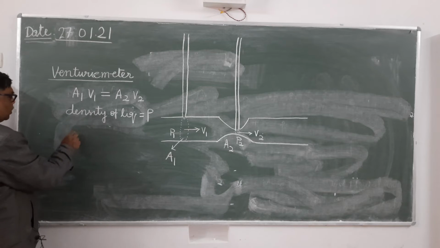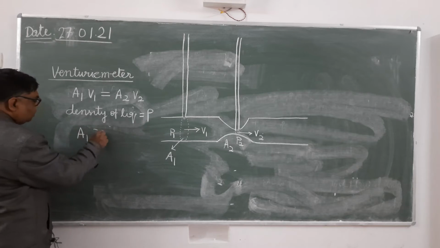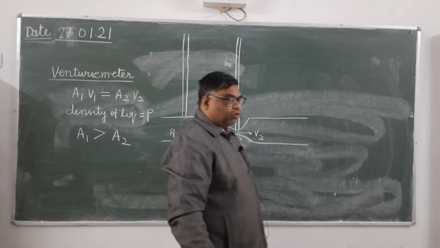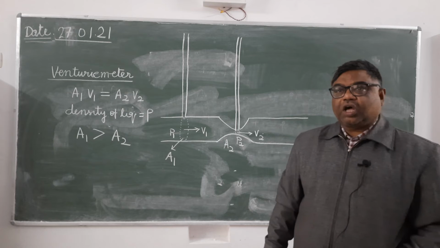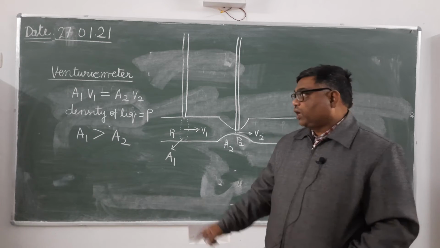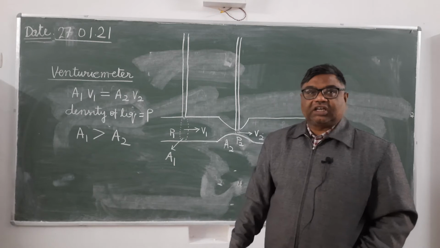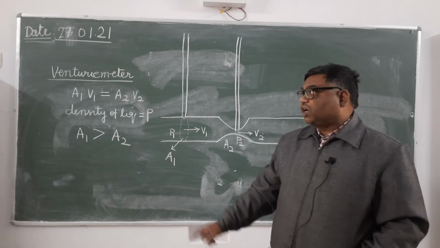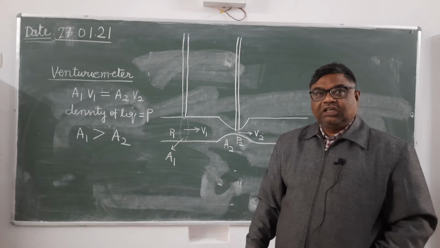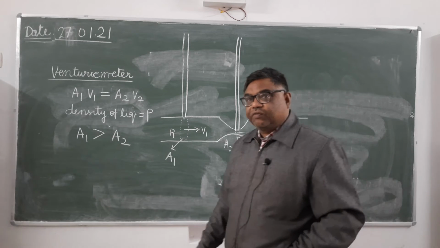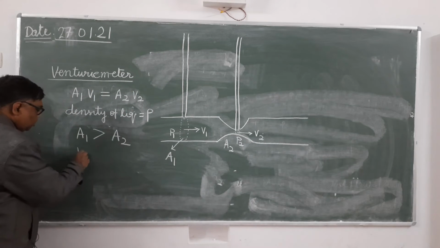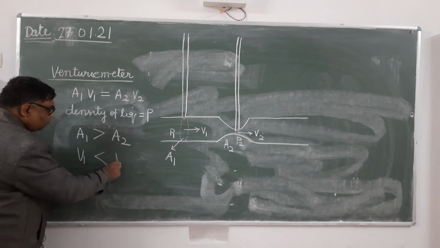A1 is more or A2 is more? So you can see A1 is greater than A2. A1 is greater than A2, so now V1 will be more or V2 will be more? V2 will be more. Why? Because A into V is constant. From the principle of continuity we know A और V का product क्या होता है? Constant. So since A1 is bigger, therefore V1 will be smaller, means V1 will be smaller than V2.